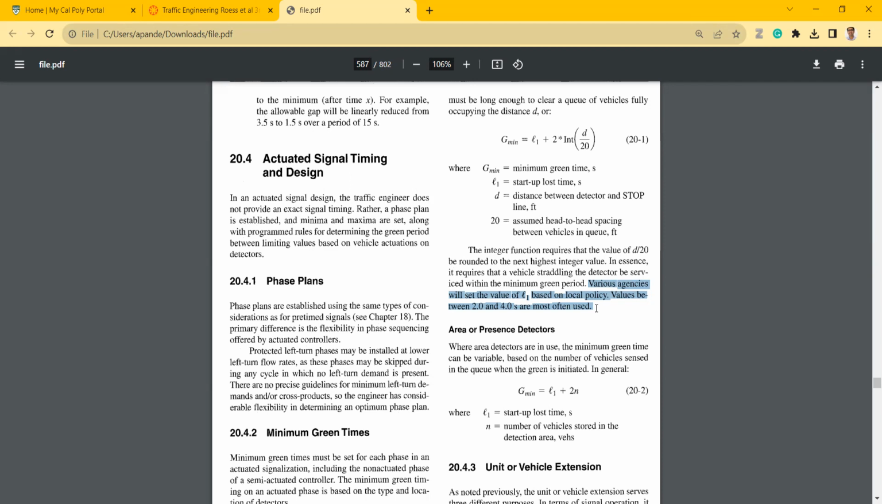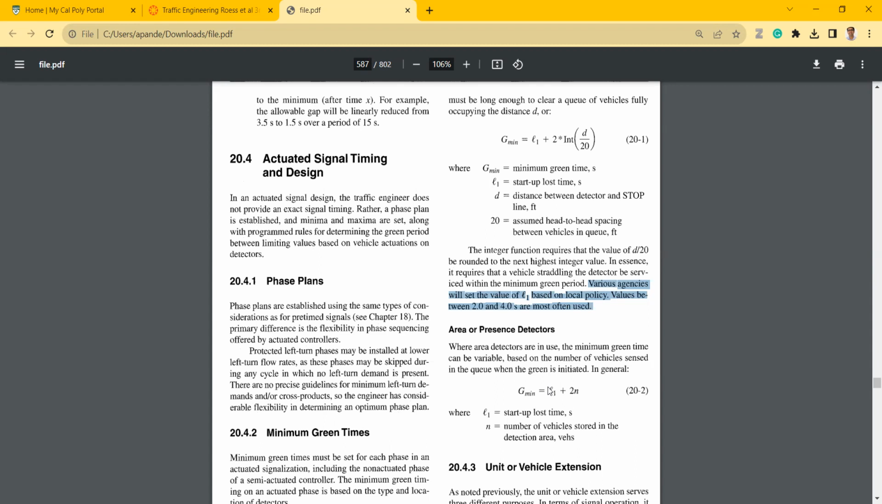Okay? So that establishes, if you have just a point detector, how much minimum green time you might want to provide. But if you have area or presence detectors, then this is another formula. You always want to provide that L1. But now your area or presence detector can detect how many vehicles are in the queue. When area detectors are in use, the minimum green time can be variable based on the number of vehicles sensed in the queue when the green is initiated. So you're able to provide that minimum green time based on the number of vehicles in queue and the number of vehicles stored in the detection area.